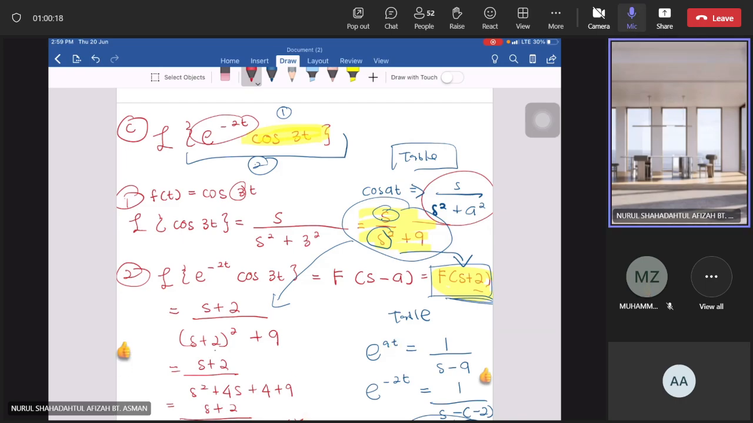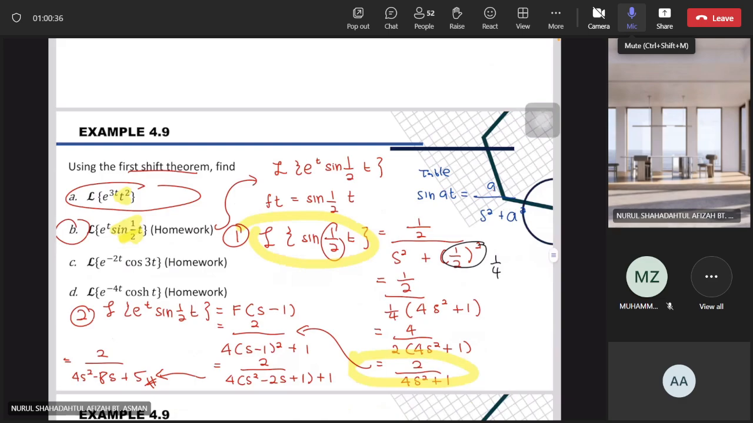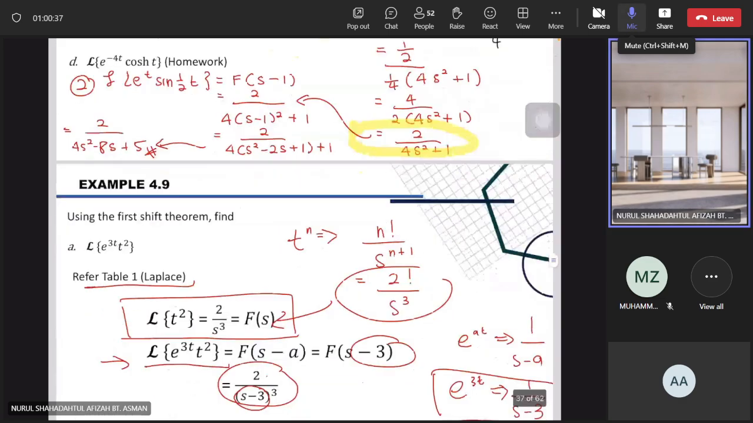Example. Okay, this example. So far, is it clear? Any question? Okay, so I will continue.